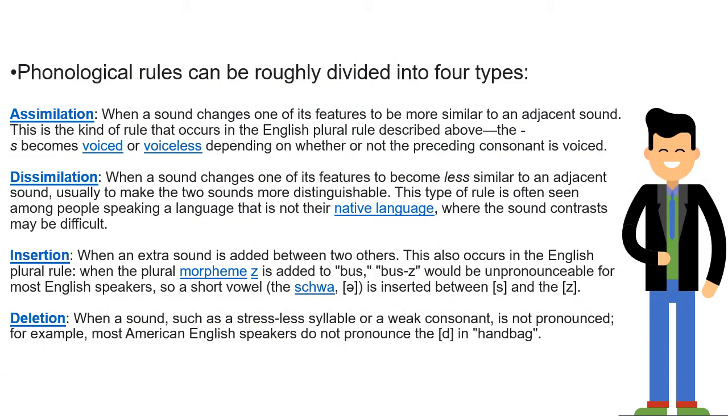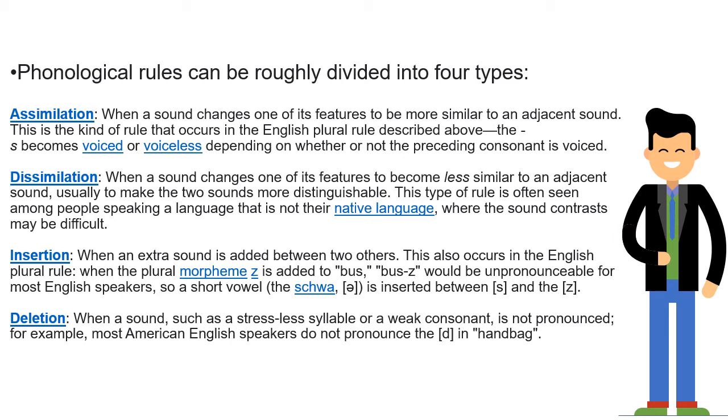Phonological rules can be roughly divided into four types. The first one is assimilation. When a sound changes one of its features to be more similar to an adjacent sound, this is the kind of rule that occurs in the English plural rule described above. The plural s becomes voiced or voiceless depending on whether or not the preceding consonant is voiced.